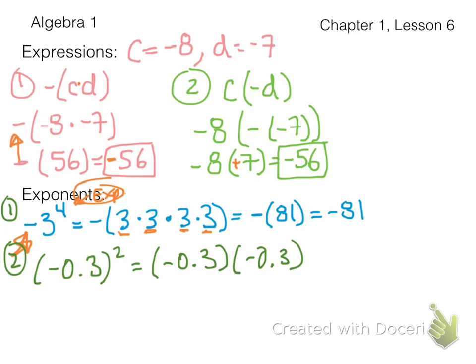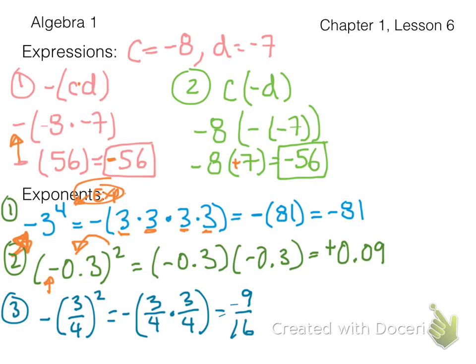Alright, next problem is negative 0.3 to the 2nd power. Because the exponent affects everything inside of the parentheses, basically we're doing negative 0.3 times itself. The negative sticks with it. And unlike the first problem, where the negative is not affected by the exponent, here it is affected because it's inside the parentheses with the 0.3. So it's negative 0.3 times negative 0.3. A negative times a negative is a positive, so we've got positive 0.09, because 0.3 times 0.3 is 0.09.